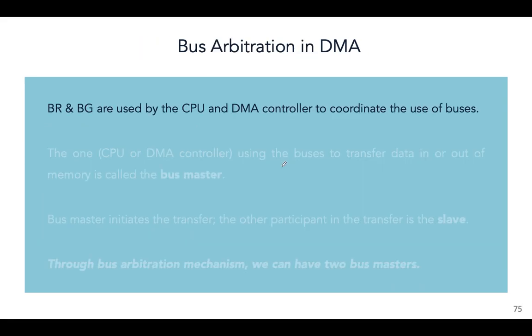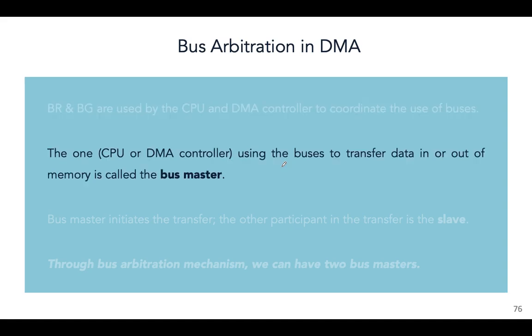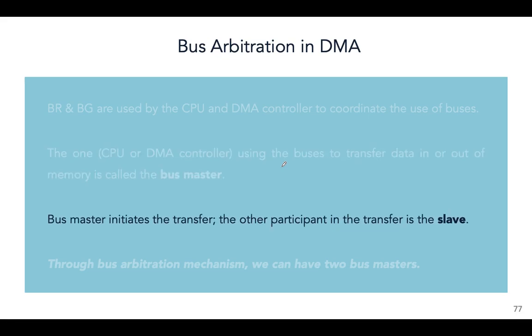Now, BR and BG are used by the CPU and DMA controller to coordinate the use of the buses, right? The one that is currently using the buses to transfer data in or out of memory is called the bus master. So now we have two options. Either the CPU could be using the buses or the DMA controller could be using the buses. Whichever one is using the buses at the moment is known as the bus master. The bus master initiates the transfer, and all the other participants in the transfer are called the slaves.